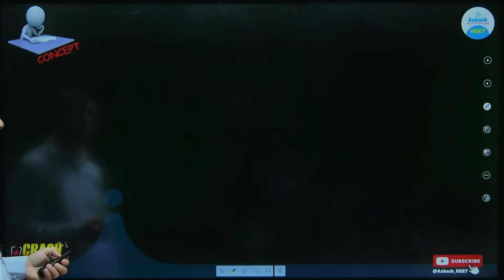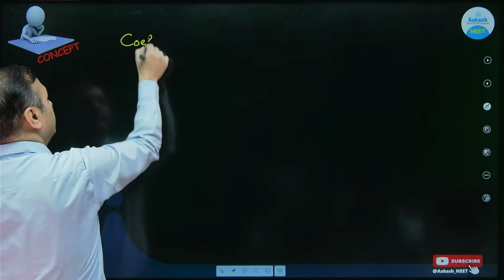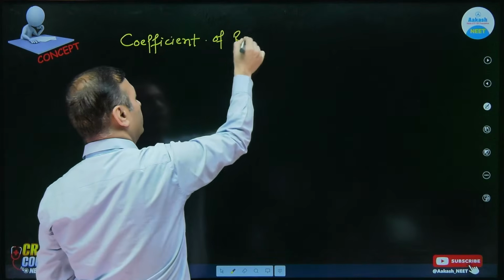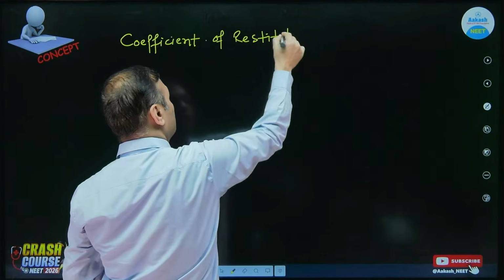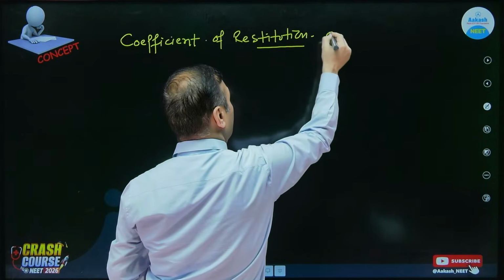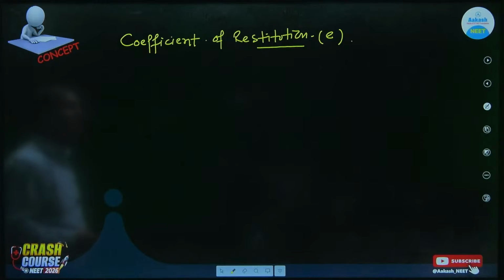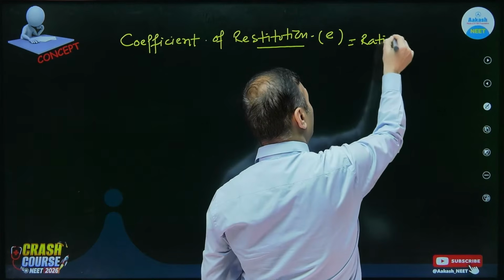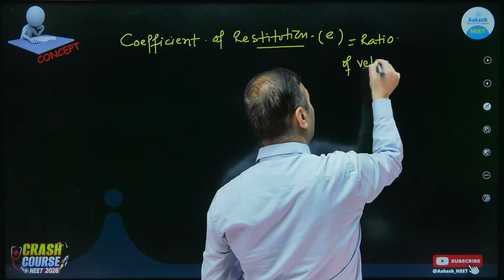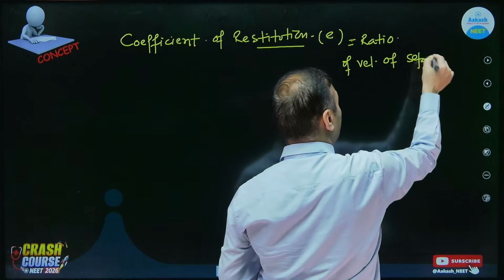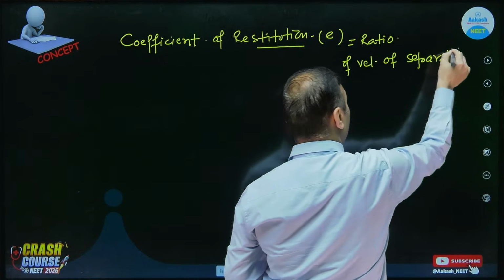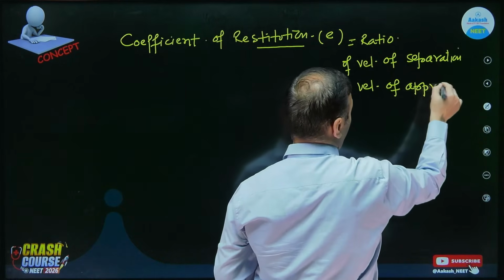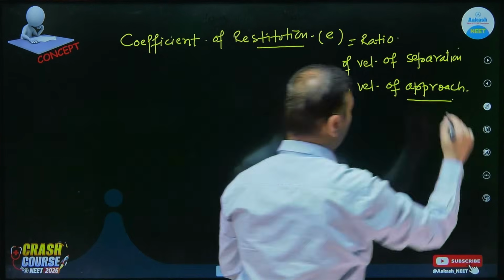You got it? Then we have another term called coefficient of restitution, e, which is defined as the ratio of velocity of separation to velocity of approach. Got it?